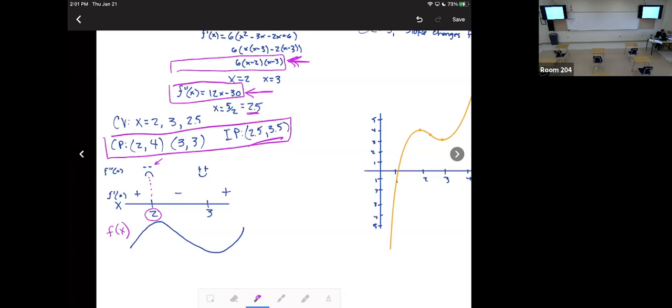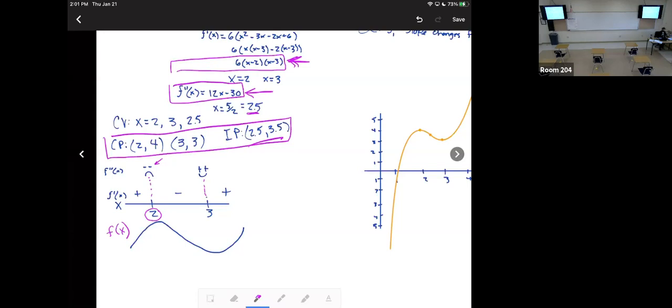Okay, then go over to the 3 and test right above it. So plug in the 3 into your second derivative. That's going to give you 36 minus 30, which is positive. That's going to make it concave up, which affirms what you saw with the first derivative test. Okay, so anybody have any questions or concerns about that?